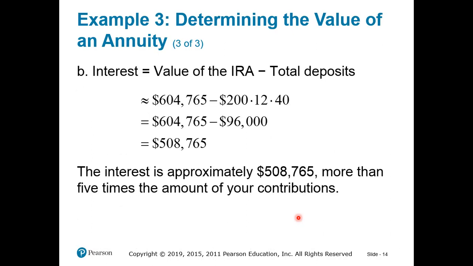And so we've got to find out what that total payment is. So that means 200 times 12 times 40, which is 96,000. So we subtract that 96,000 from here, and so guess what? You made $508,765 in interest. That is the power of compound interest.